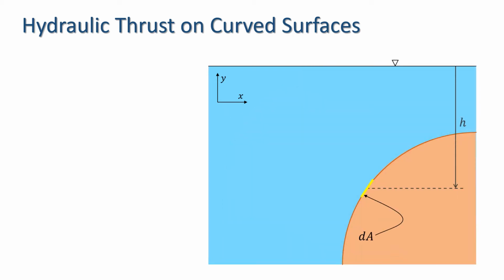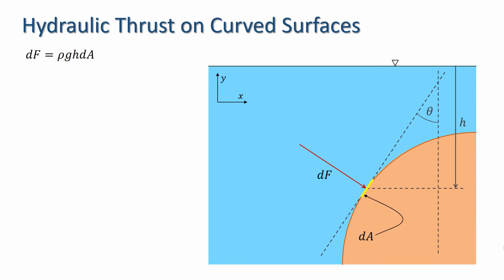Consider an elementary surface dA, which is h meters below the fluid surface. We want to calculate the hydraulic thrust on this elementary surface. I'll denote the force on the elementary surface as dF. We know that the pressure at this depth is ρgh, so the magnitude of dF will be ρgh times dA. We also know that this force will be normal to the surface.